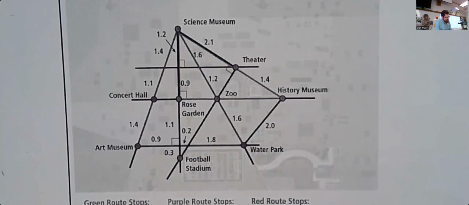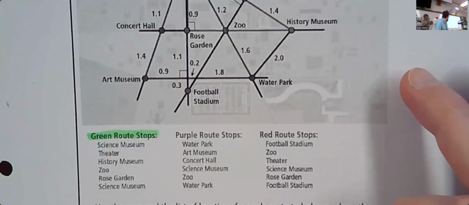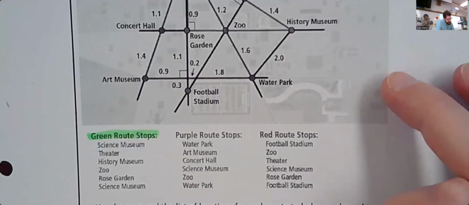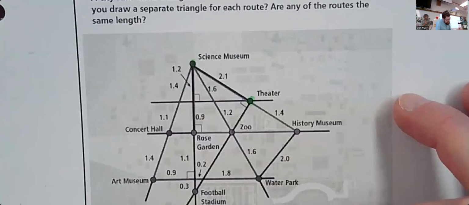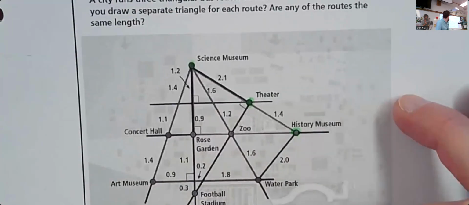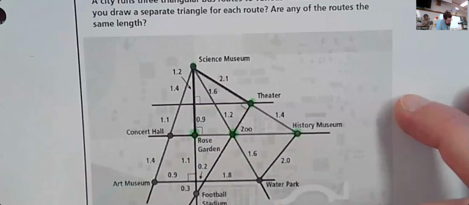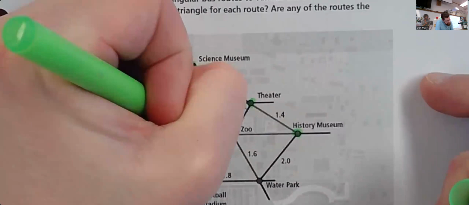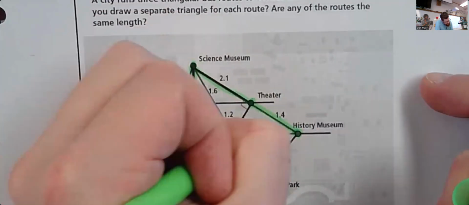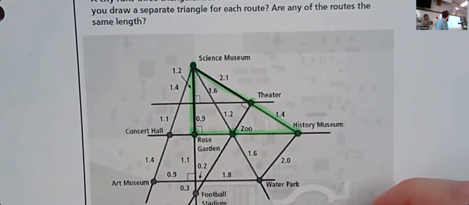So the green bus route stops. There we go. Green route. I know these didn't really print in green. So we're going Science Museum in green. We have the theater in green. We have the History Museum in green. We've got the Rose Garden in green. And we have the zoo in green. And then it goes back to the Science Museum. So there's the green route right there. That is a right triangle because of the corner right there at the Rose Garden.